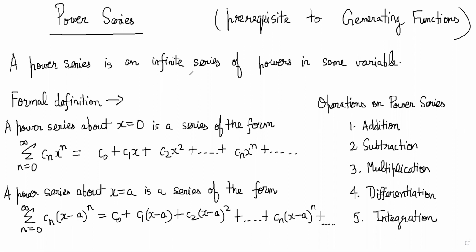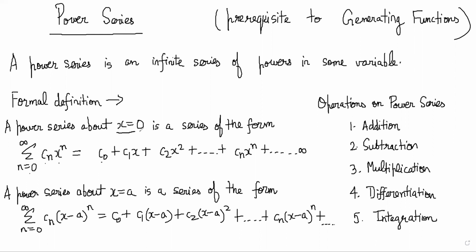A power series is an infinite series of powers in some variable. Let's look at the formal definition. A power series about x equal to 0 is a series that looks like this: summation from n equal to 0 to infinity of c_n x^n. If you write that out, you get c0 x^0, which is 1, plus c1 x plus c2 x squared, and so on, plus c_n x^n plus, and this goes on till infinity.